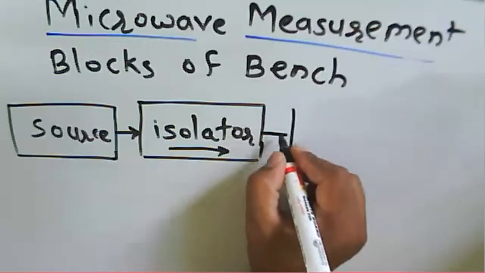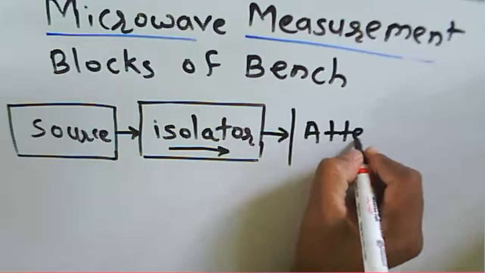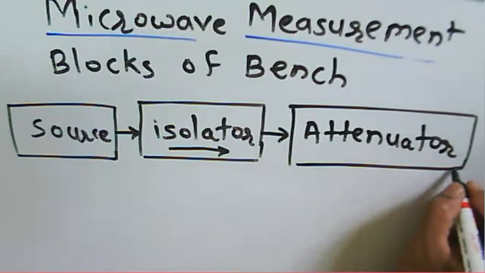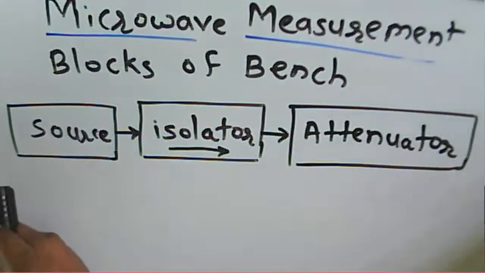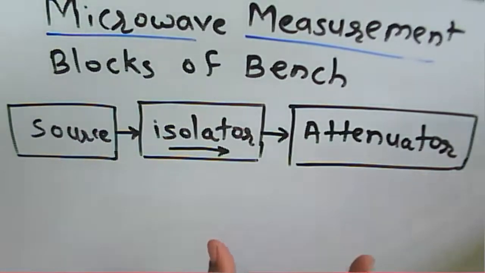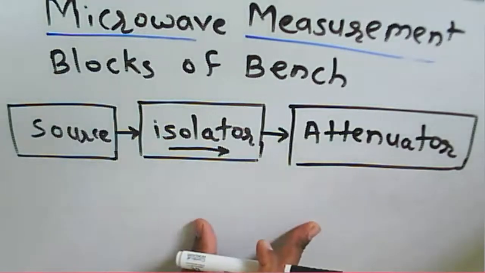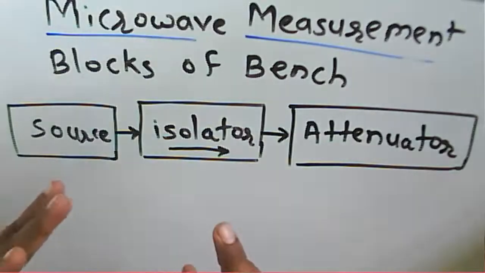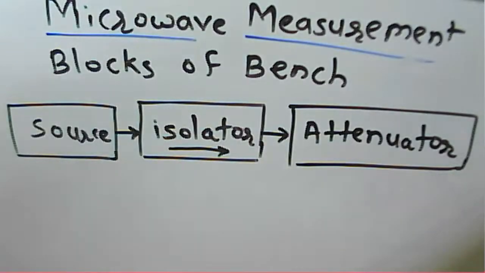Then another block, an attenuator. The role of the attenuator in the given setup is to set a particular level of output power, that is, how much power is required to be transmitted, so that the detector at the end is able to read whatever power is transmitted. If the power is large, then our detector or the device at the receiver will get damaged.